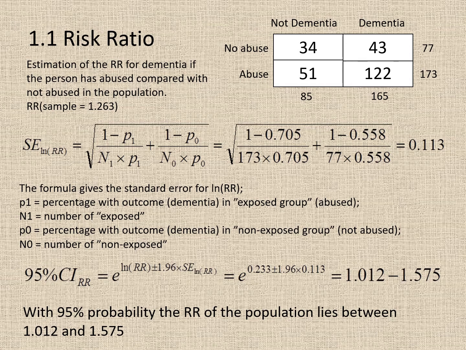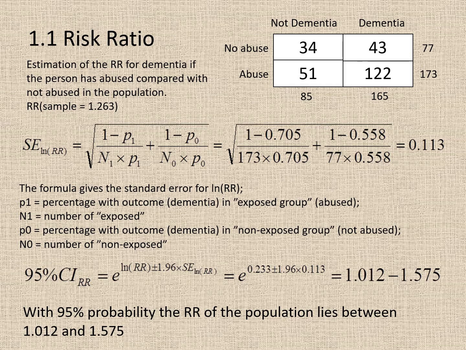And we could do a zeta test like that. So we would see if our calculated zeta value was outside of the range plus minus 1.96. And if it is, then our risk ratio in the sample differs significantly from 1.